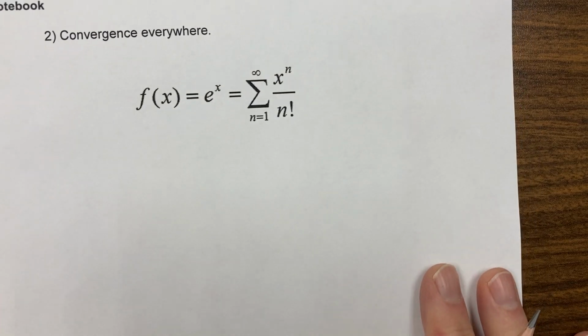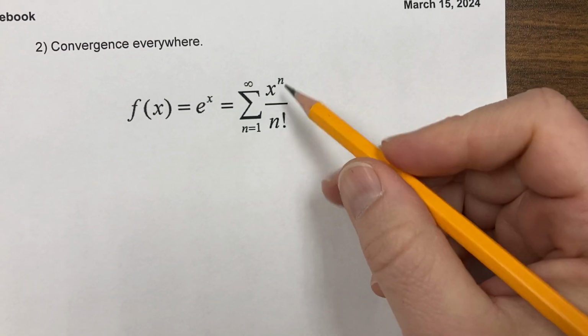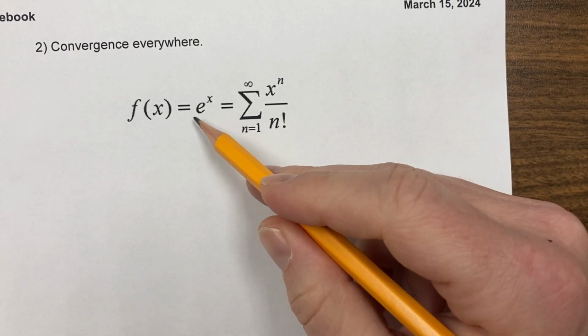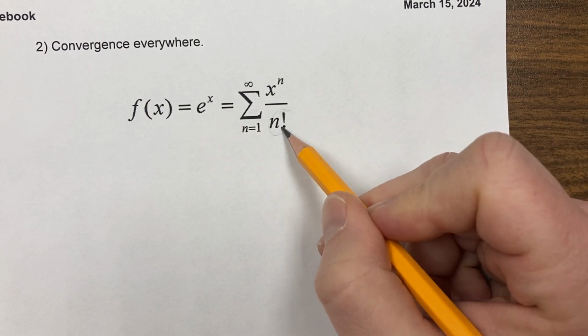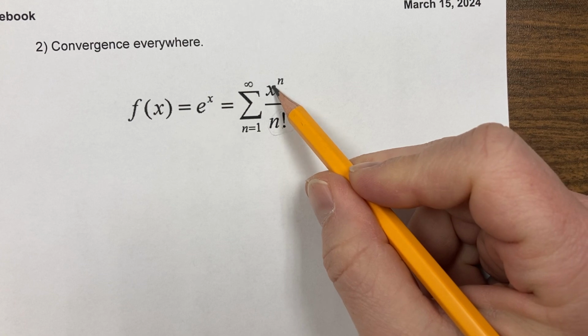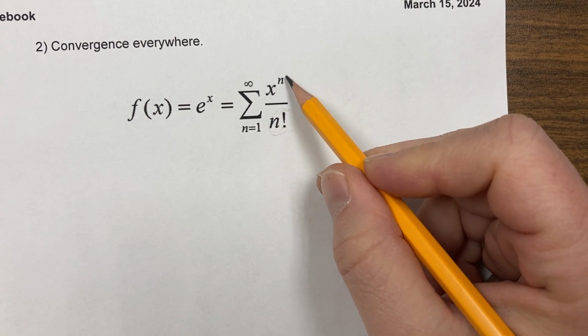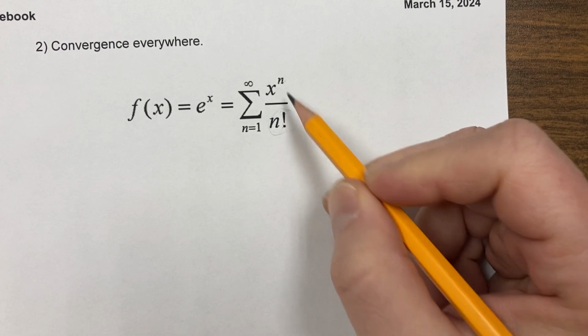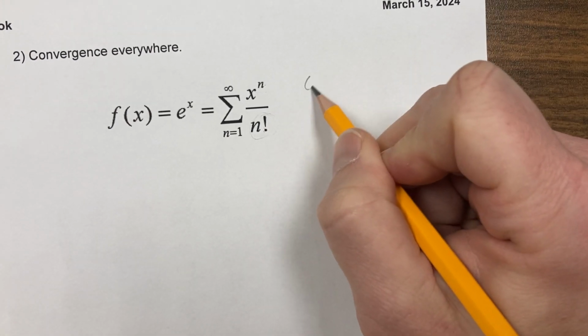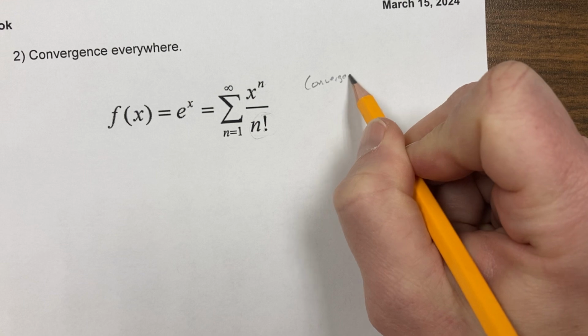All right, now when we look at this one, we have the opposite thing going on. This is e to the x's power series, and we see that we have n factorial on the bottom. So no matter what we put in here, no matter how big that x is, that exponential will not defeat this factorial, right? And so we would say that this converges everywhere.